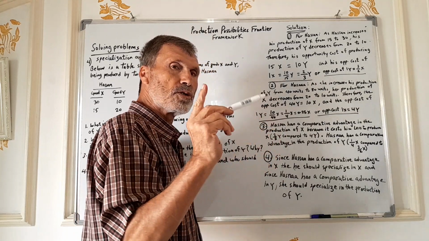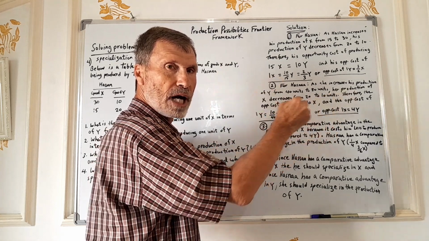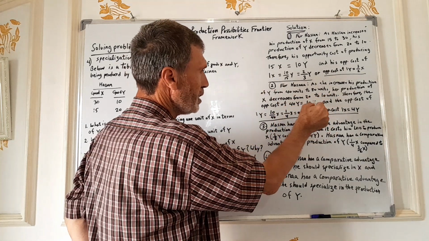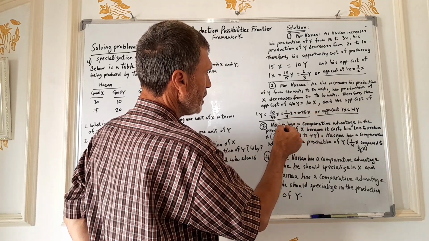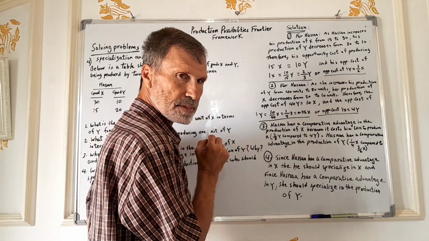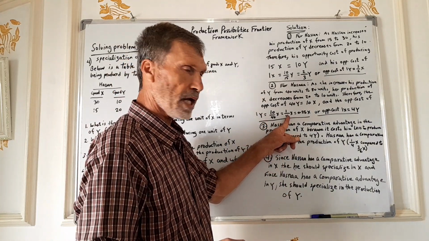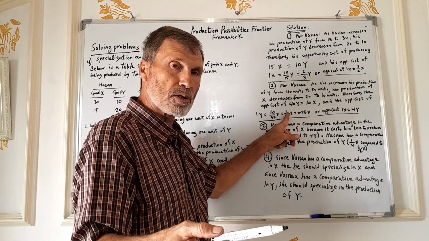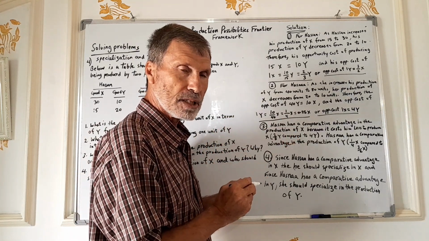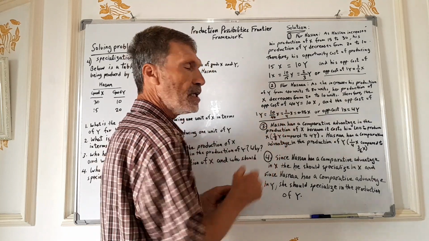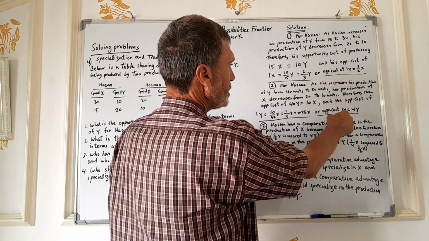Now we need the opportunity cost of 1Y. So what we do, we divide both sides by 40. The opportunity cost of 1Y is 10 over 40, so we come up with 1/4 X. If we calculate the opportunity cost of 1Y, which is equal to 1/4 X, we can calculate the opportunity cost of X in terms of Y for the same person. So we multiply both sides by 4, and we come up with the opportunity cost of X is equal to 4Y.